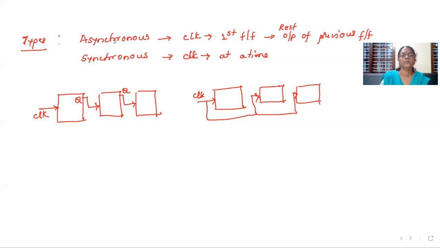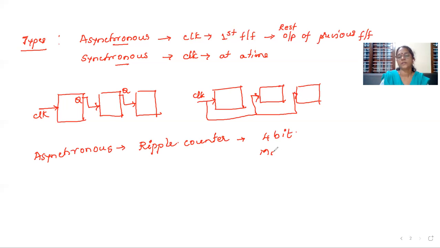So depending upon whether it is asynchronous or synchronous, there are a few more types of counters. This asynchronous counter is also called a ripple counter. Here we are going to study what a 4-bit ripple counter is, and also a mod 10 counter, and this mod 10 is also called a decade counter. So these are the different types of asynchronous counters.